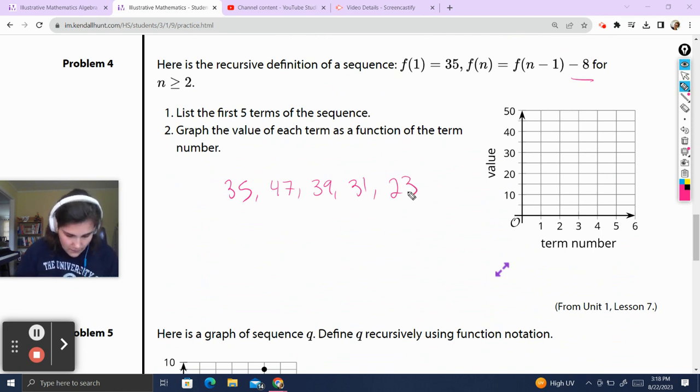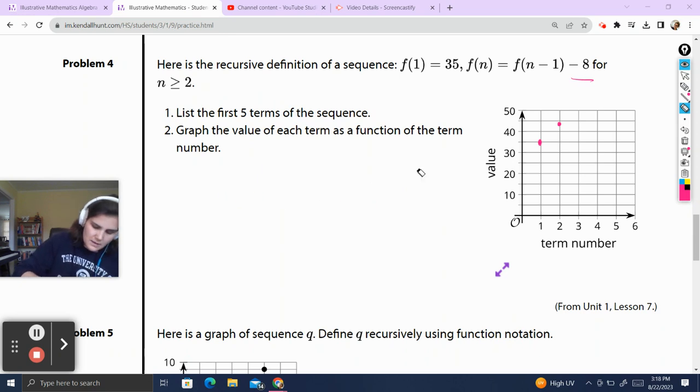And let's graph the value of each number. So the first term is 35, then 47, and I did this wrong. I said 47 and not 27. And that's okay. We all make mistakes. So if you caught that, that's really good that you caught that before I did.